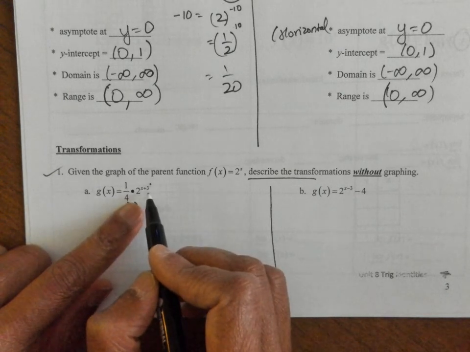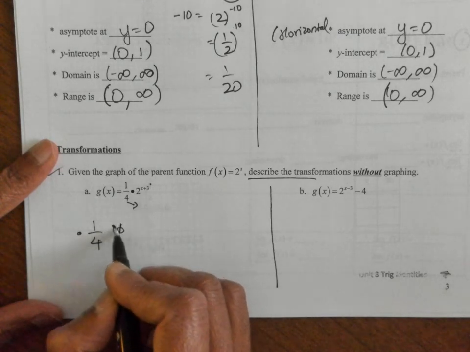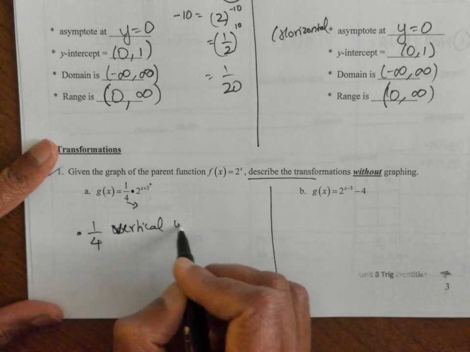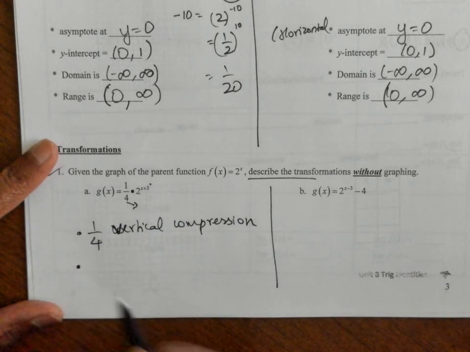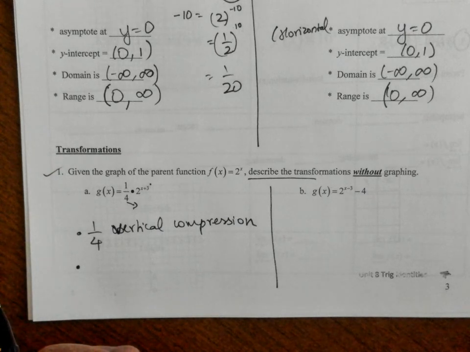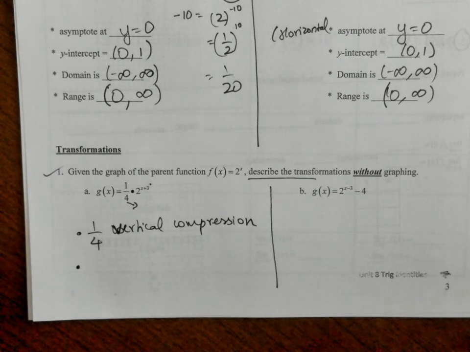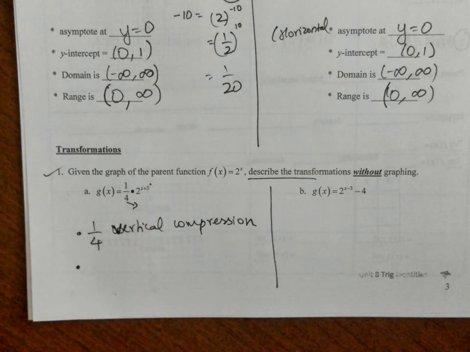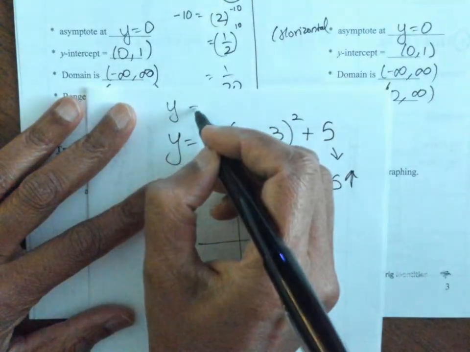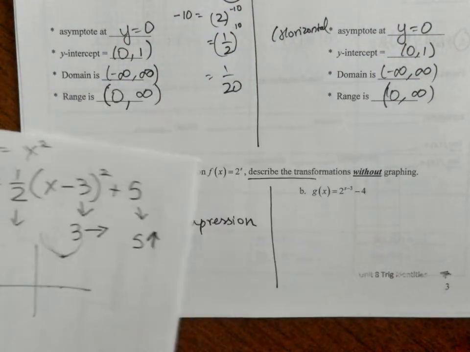And what is this 3? Okay, so that's why I came to you guys. So I'll write here 1/4 compression, vertical compression. Okay, let's just write this down. But what is that 3? Who can tell me what that 3 is? Any number that's attached to x is horizontal, right? It's going to be horizontal. Because remember, my parent was y equals x squared. So any number attached to x is your horizontal shift. This is also going to be a horizontal shift.